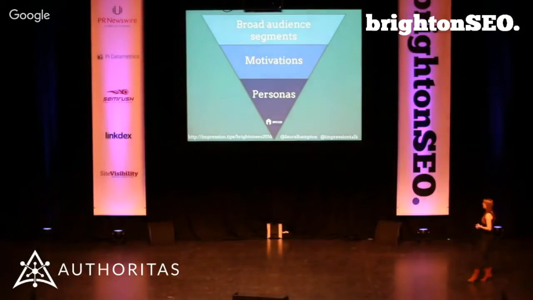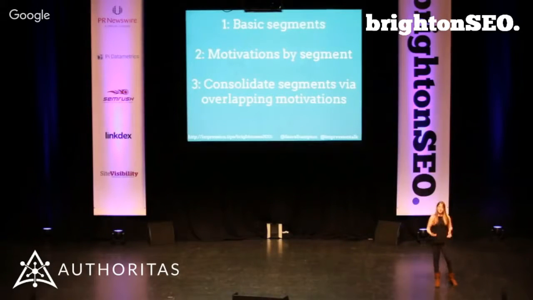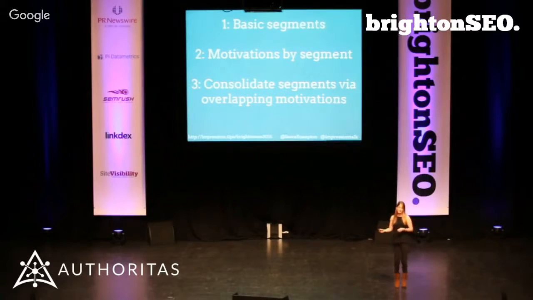For me, this is how personas work. We start off with those broad audience segments, we move down into motivations, and then finally we can build those usable personas. You start off with your basic segments. For each segment, you can then apply the motivations, and then you can start consolidating segments via the overlapping motivations. Basically, you'll find a lot of your different audience segments share the same motivations, so you can start pulling them together.